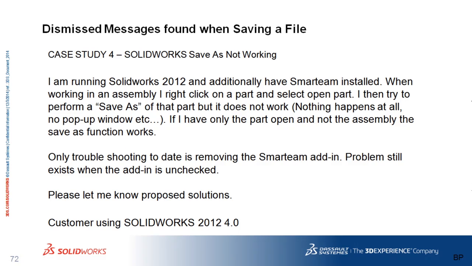Okay, so the customer called in where the save as file was not working. Customer's running 2012. Again, it's another Smart Team customer, so data management is involved. Went to work on assembly, right-clicked, opened a part. So he opened up the assembly, opened a part from the assembly, selected, tried to save the file, made some changes, saved the file, and nothing happens. No dialog boxes, nothing, just kind of sits there.